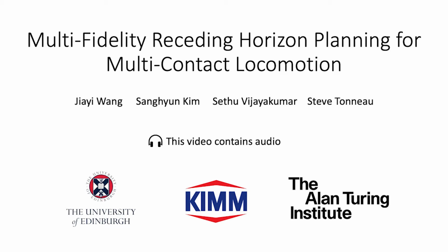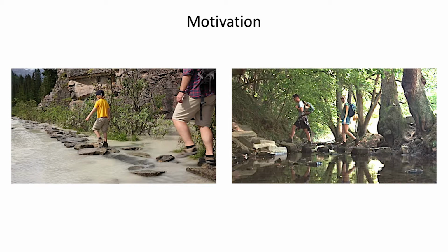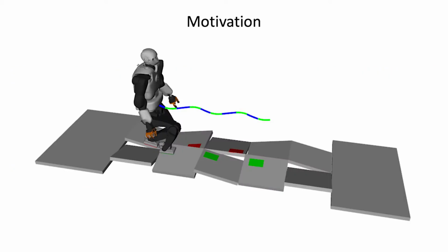In this video, we present the concept and results of our paper for Humanoids 2020, Multi-Fidelity Receding Horizon Planning for Multi-Contact Locomotion. When traversing uneven terrain, humans need to consider their future steps for choosing the best location and timing of the current step. Likewise, when planning multi-contact locomotion on uneven terrain, predicting a few steps ahead is necessary to guide the immediate actions. However, this gives rise to a high-dimensional and nonlinear problem, which makes its online computation challenging.